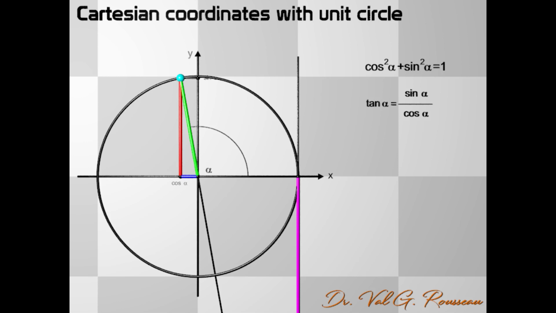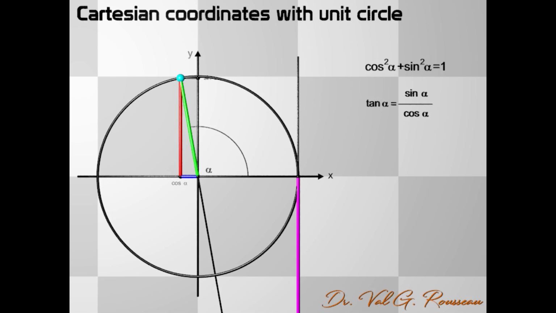This observation provides us an extension of the previous definitions of the trigonometric functions by adopting the following convention. For angles greater than 90 degrees but smaller than 270 degrees, the adjacent side's length is to be counted negatively. And for angles greater than 180 degrees but smaller than 360 degrees, the opposite side is to be counted negatively. The hypotenuse remains positive for all angles.